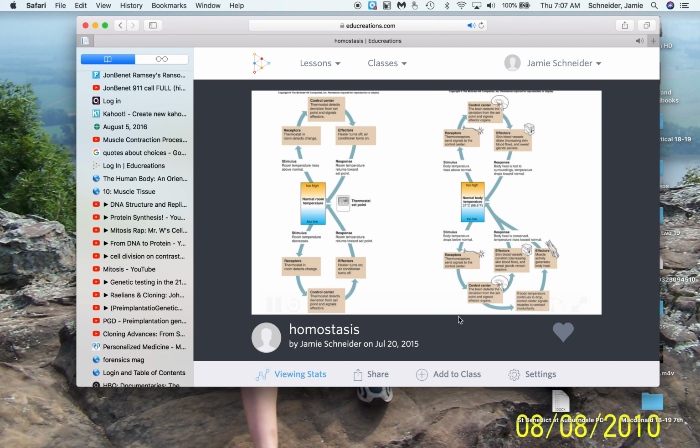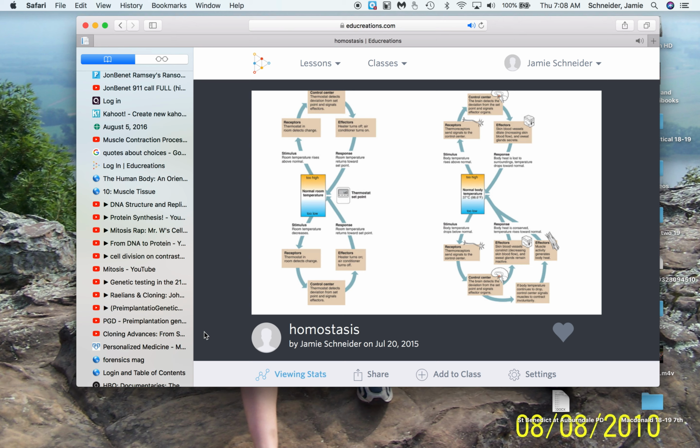This lesson is about homeostasis and the three main parts of homeostasis. Now, when we're talking about a negative feedback system for almost every part of the body and how it controls its parts, I have three main parts. I have the control center. I also have the receptors and the effectors.